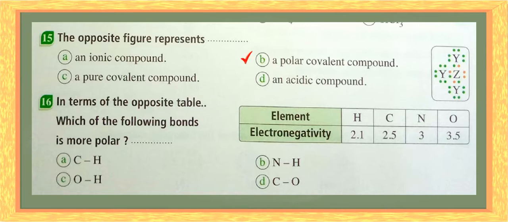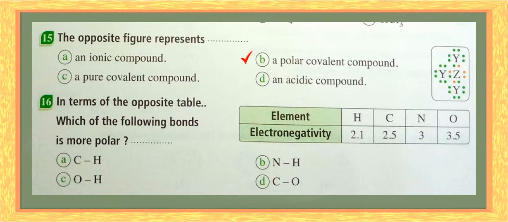Why polar covalent? As one of them has a greater number of electrons than the other. Here we have the greater number of electrons on the Y atom, and the center will be Z that has less. There is a difference in electronegativity between each one.